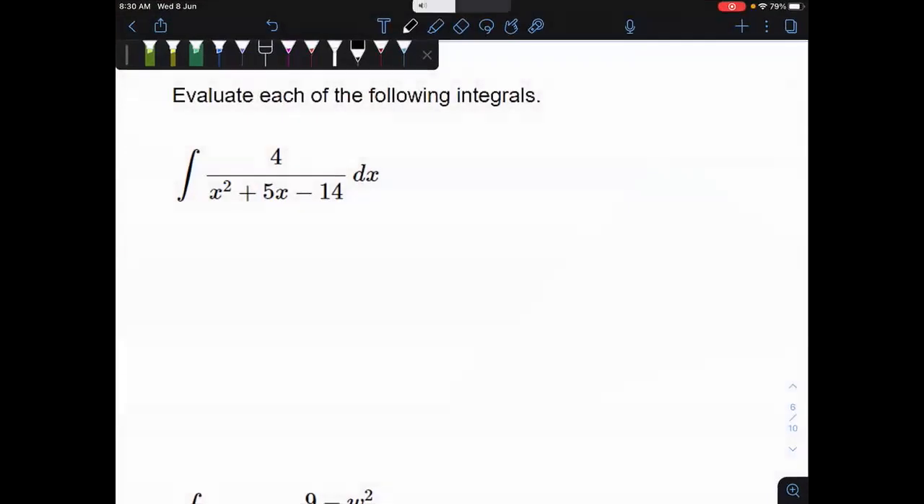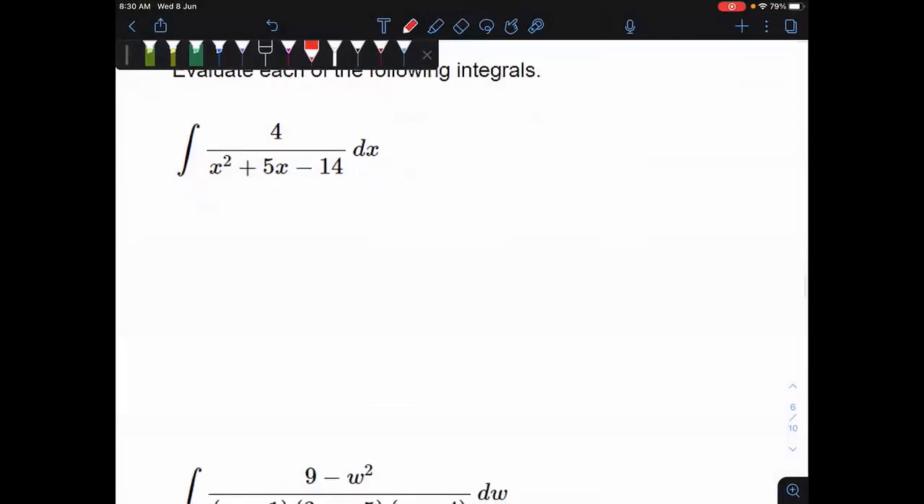Okay, Bismillah. Evaluate each of the following integrals by using partial fraction decomposition. The first question: the integral of 4 over x squared plus 5x minus 14 dx.